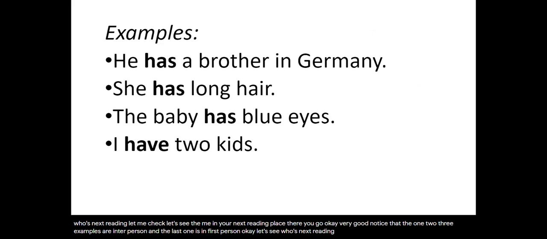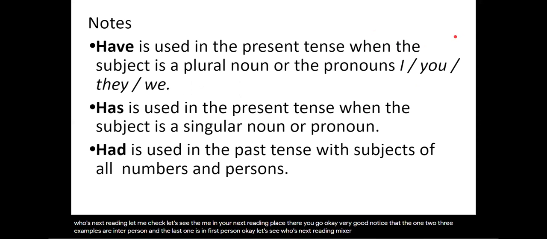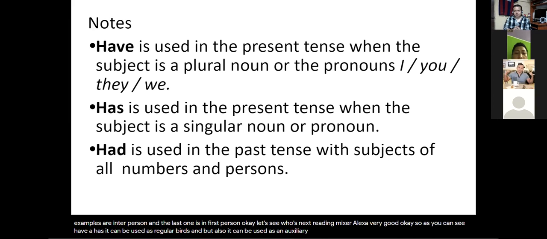Let's see who's next reading. Alexa. Have is used in the present tense when the subject is a plural noun or the pronouns you, they, we. Has is used in the present tense when the subject is a singular noun or pronoun. Had is used in the past tense with subjects of all numbers and persons. Very good. So as you can see, have and has can be used as regular verbs, but also as auxiliary verbs. It doesn't matter which, you're going to be using it in both ways, for first person and third person singular, okay? Any questions so far?